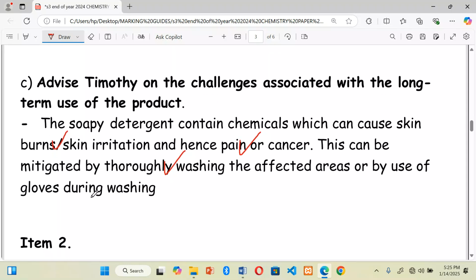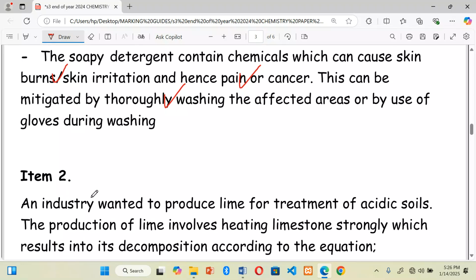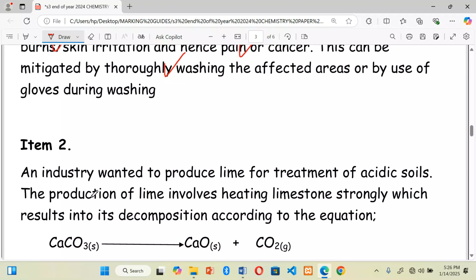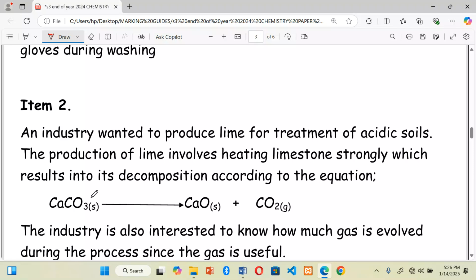Okay, so that is item number 1. Let's look at item number 2. Now, this item number 2 is actually a question which was done at UNEB. It's a question from UNEB for item number 2 still. And my students also were able to test one of the questions from UNEB.